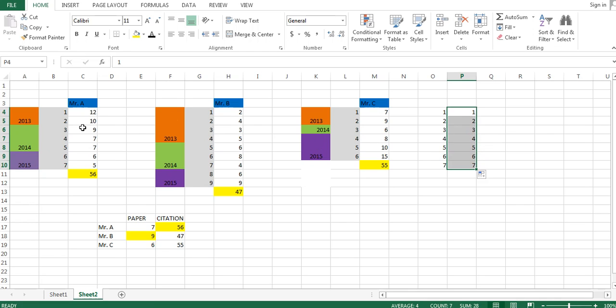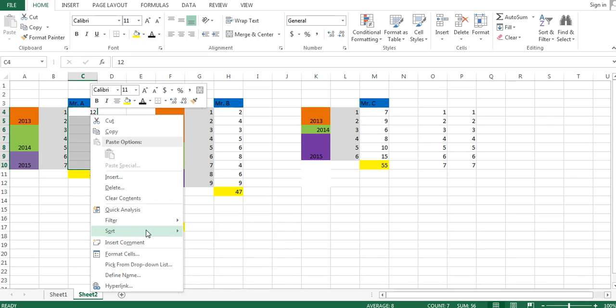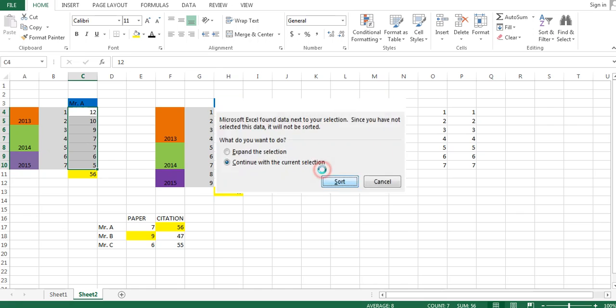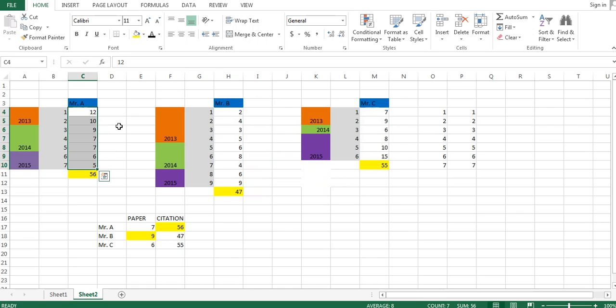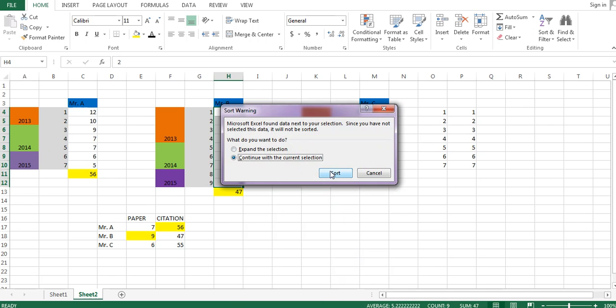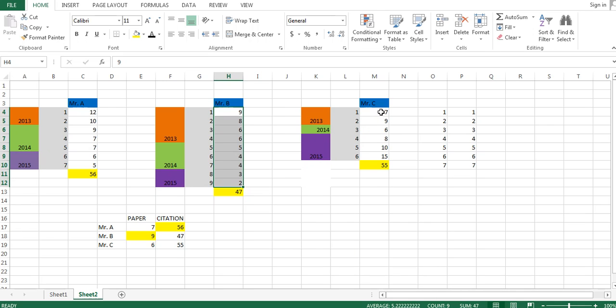Now you can see one thing I told, these numbers are not arranged in descending order. So I have to arrange this number of citations in descending order. To do that, I just select all the data, right click and sort it from largest to smallest. Yeah, it has sorted. Similarly, I do it for Mr. B, and for Mr. C also.